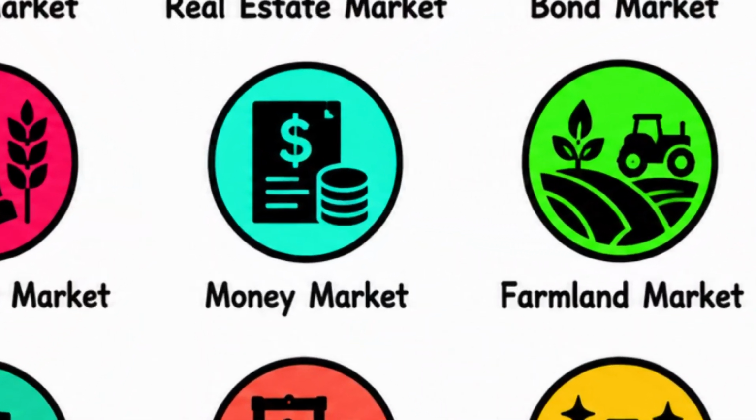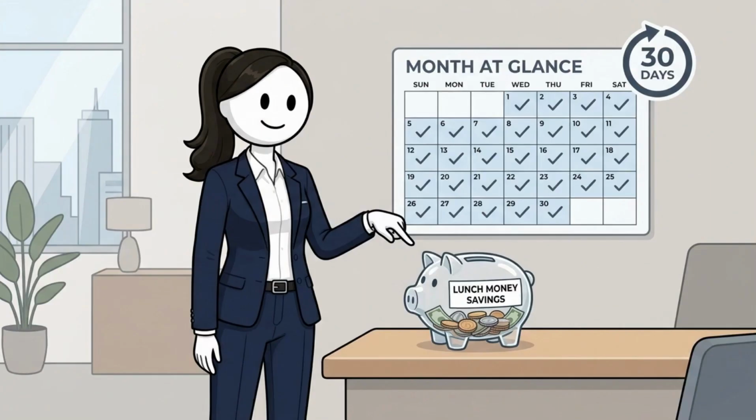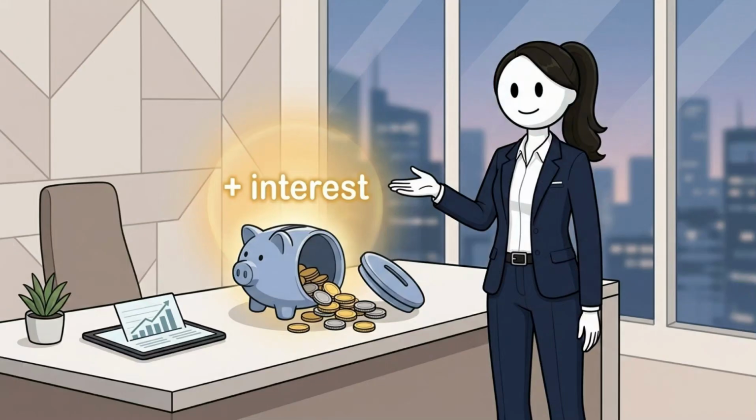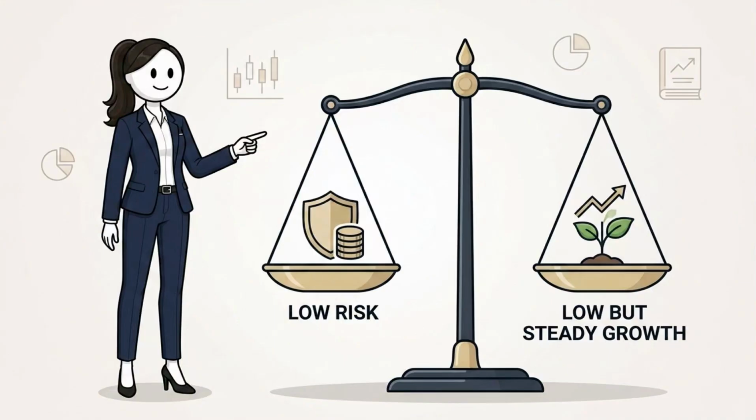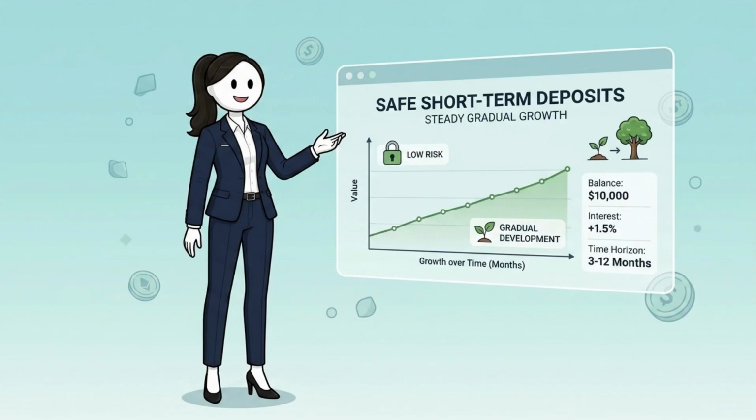The money market. The money market is where people keep money for a short time and earn a little extra safely. For instance, imagine putting your lunch money in a special piggy bank for 1 month. When you open it, there's a tiny bit more money inside. That's the money market. Safer, but slower growing. And that's what money market is and how it works.